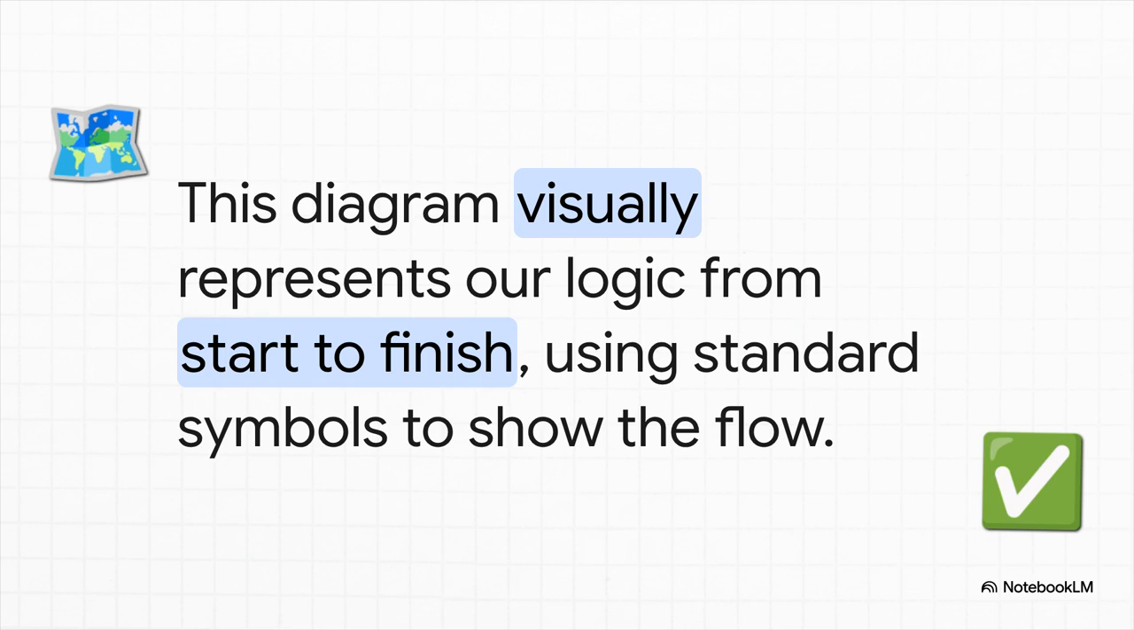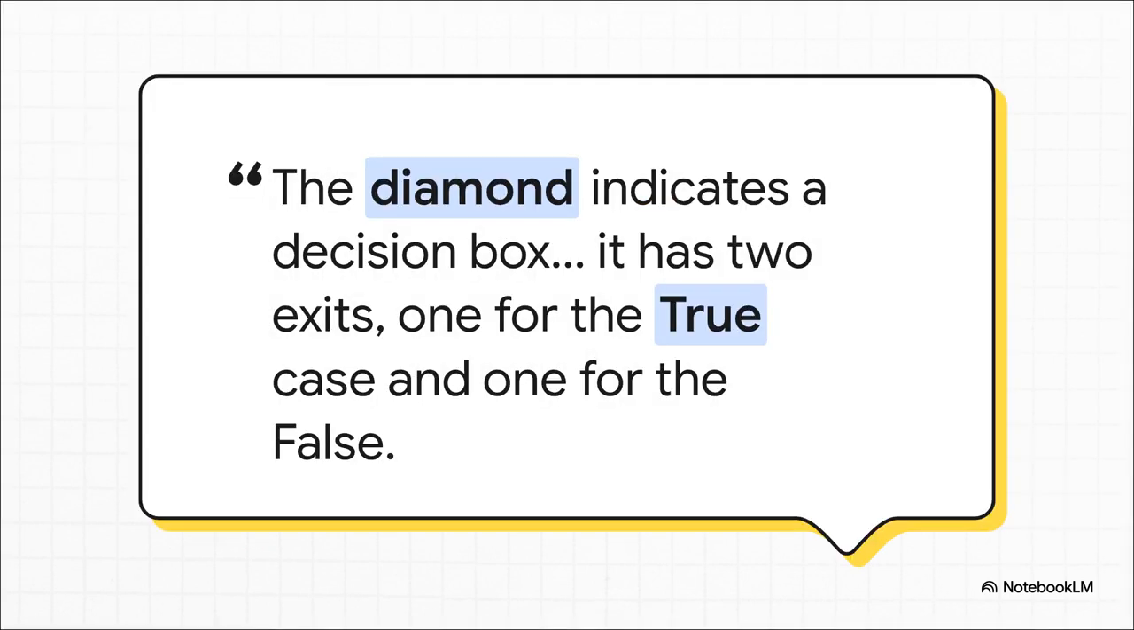And boom, this right here is our even or odd logic in picture form. You can literally just follow the arrows. We start at the top, we input a number n, we process it by finding the remainder, and then we hit that critical decision point. So yeah, that diamond is the heart of the whole operation. It's where the program thinks.